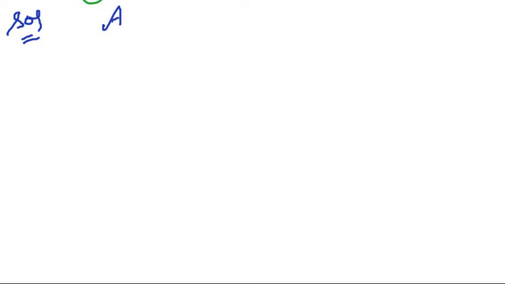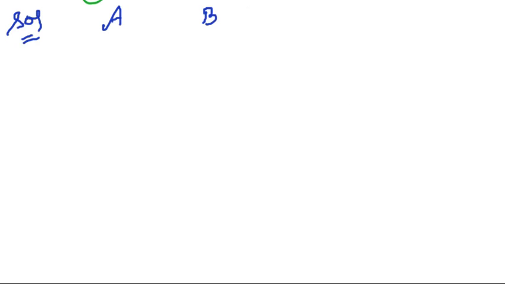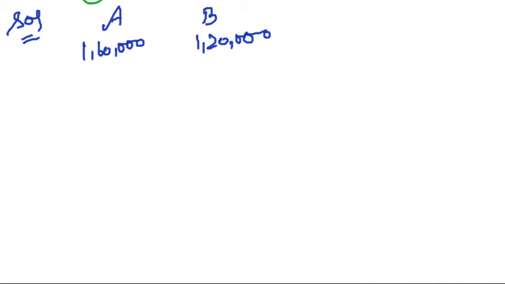They say there are two partners, A and B. What are the capitals? 1,60,000 and 1,20,000. They admit C for 1/4 share and he brings 1,60,000 as his share of capital.